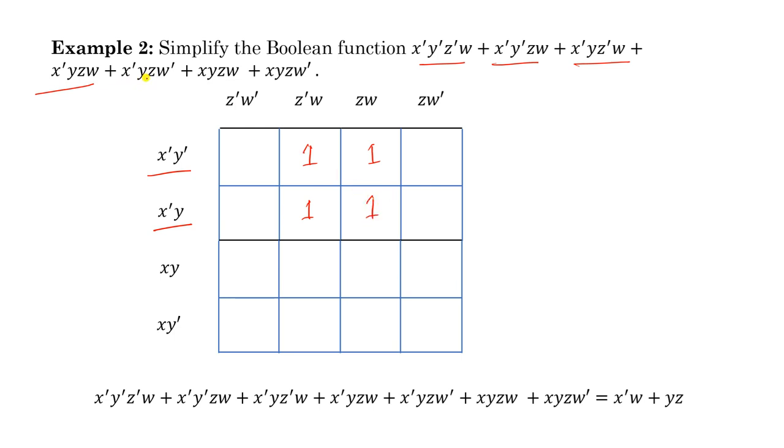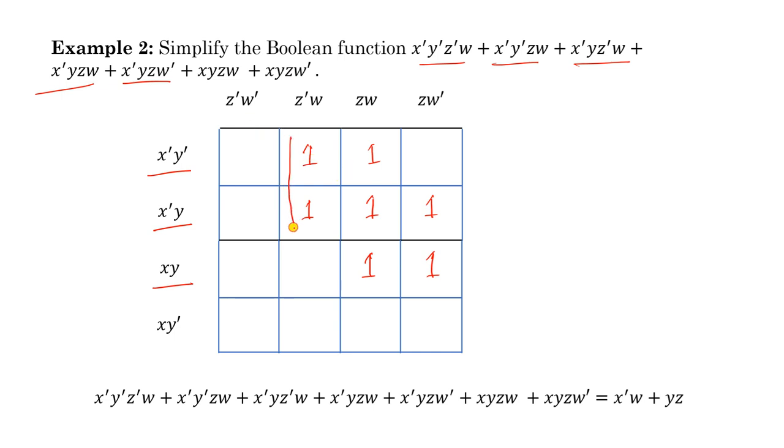Now x dash y z w dash. So this is also completed. X y z w, this is x y z w. This is 1. X y z w dash. This is 1. So how can we form a block?